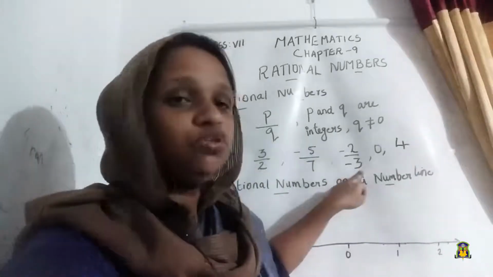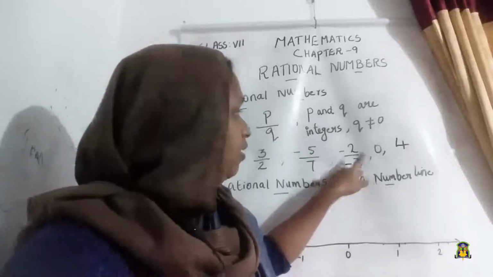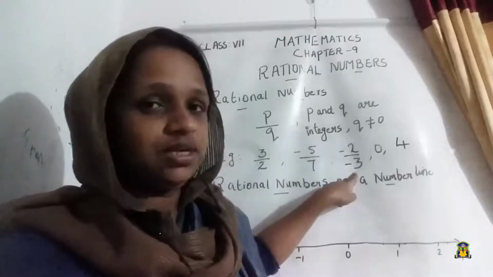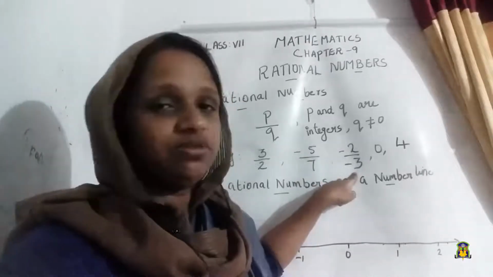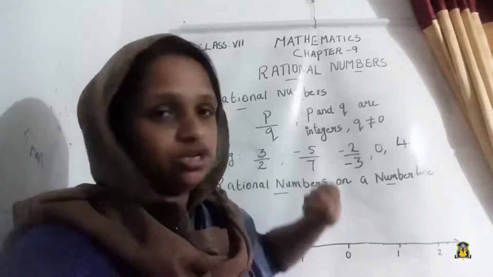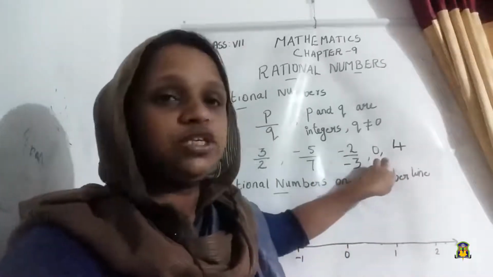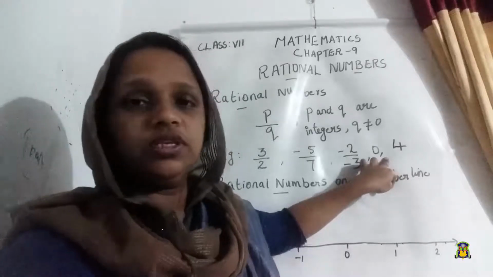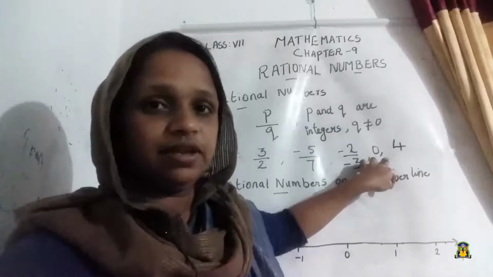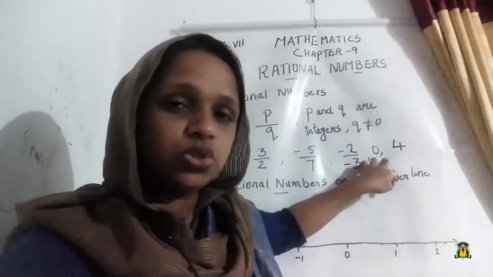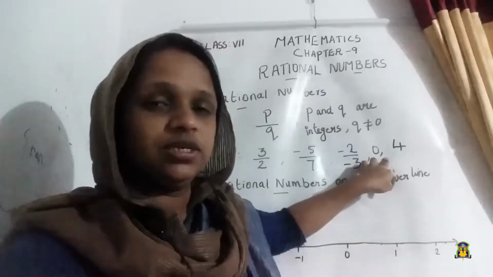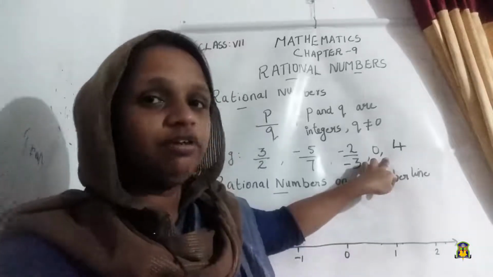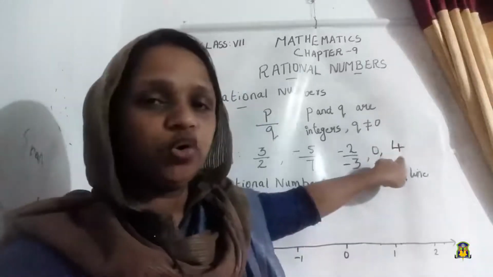Next, negative 2 by negative 3. The numerator is a negative integer, and the denominator is also a negative integer. So negative 2 by negative 3 is also a rational number. Now, what about 0? If we write 0 by 4, it is equal to 0 itself, isn't it? The numerator is an integer and the denominator is also an integer. So 0 is also a rational number.